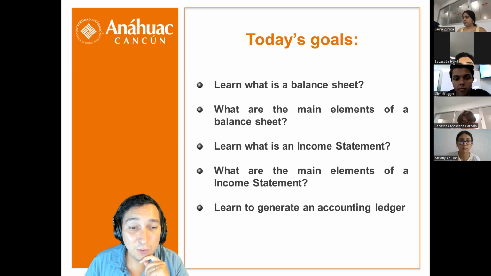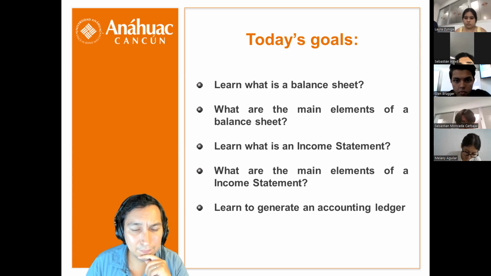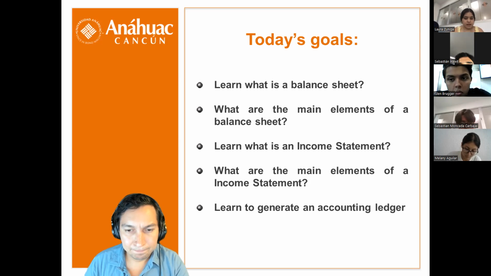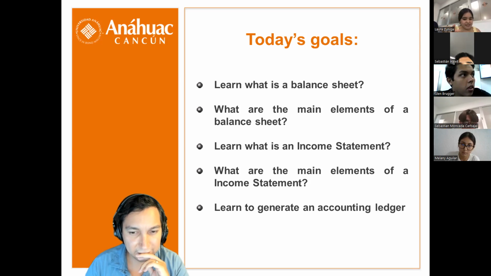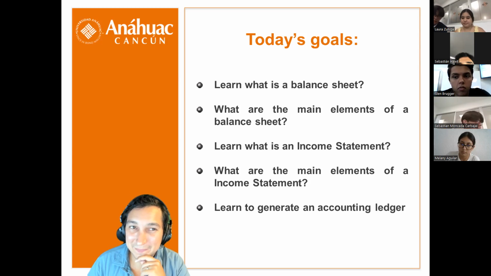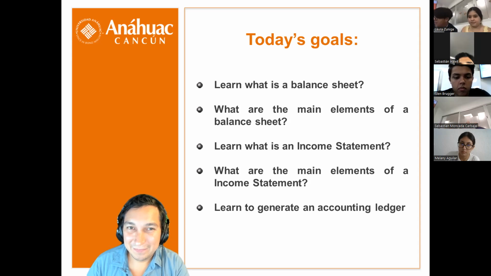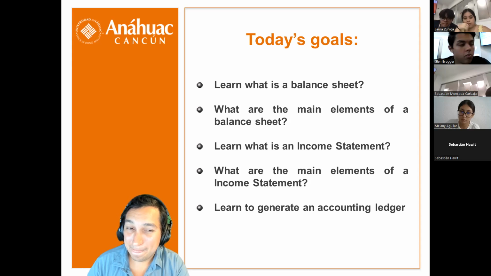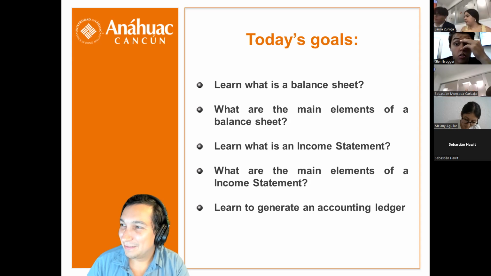Perfect. And we will also learn what the income statement is. Who can tell me the elements of the income statement? It was assets, liabilities, equity. No, that's for the balance sheet, right? Profit and losses, income, costs, and expenses. It's income, costs, and expenses. Perfect.